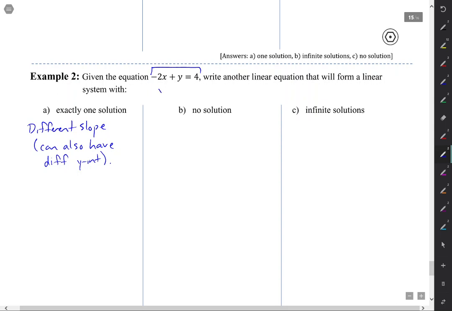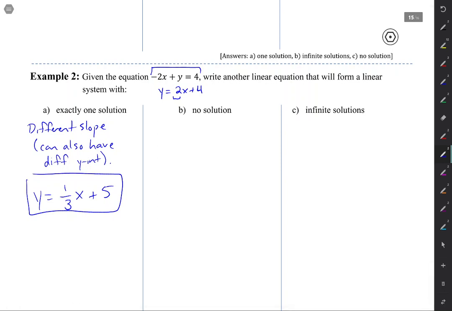So that would just be y is equal to 2x plus 4. So that was really easy for us. So the slope here is 2. So if we need exactly one solution, it needs to have a different slope. We can literally pick anything with a different slope. So instead of 2, I'm going to use, how about 1 over 3? That's a different slope. So 1 over 3x plus 5. So it's a totally different equation, totally different slope. So that would give us one solution.